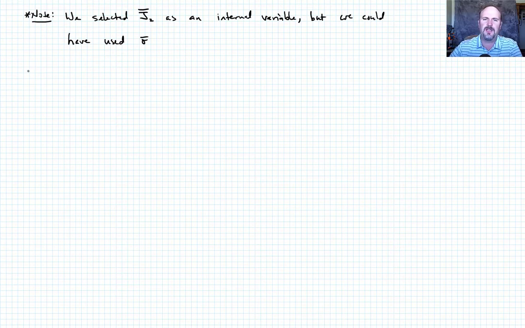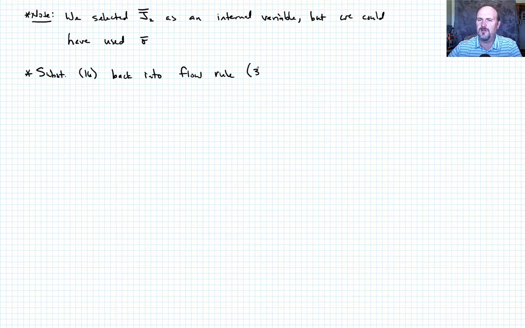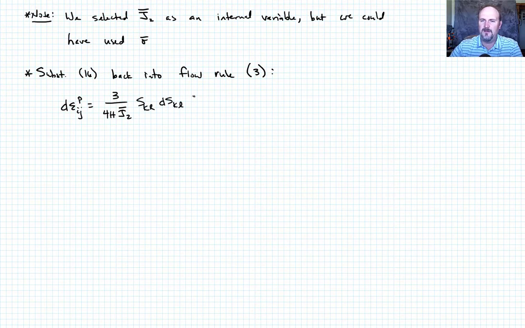Okay, so now what I want to do is kind of round this out and say I want to substitute equation 16 back into our flow rule, which, if you're taking notes along, was equation 3. And I could write the final solution as d epsilon ij plastic, the plastic strain increment, being given by G, which we said was 3 over 4 times h times J2 bar times Skl dSkl times Sij, right? That's our general equation. Call that equation 18.